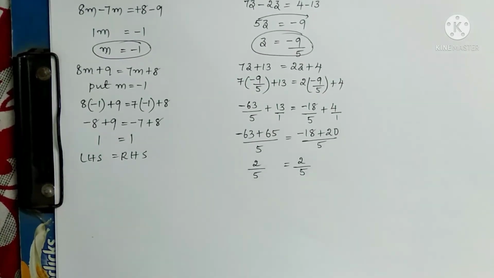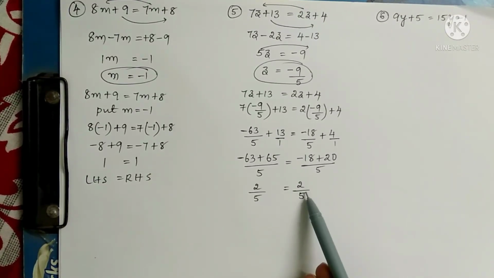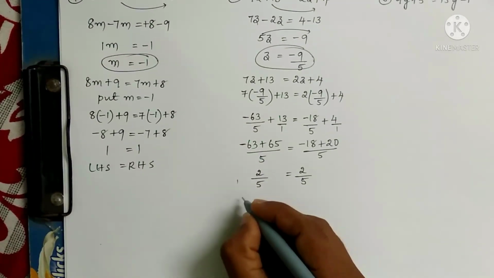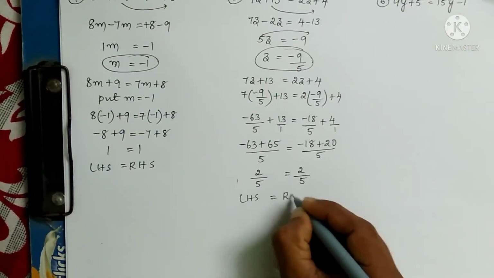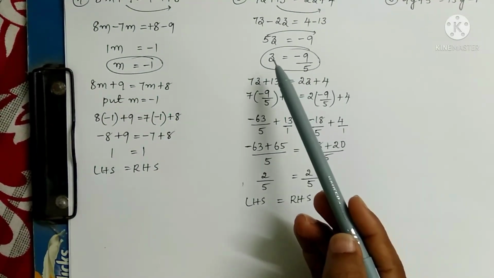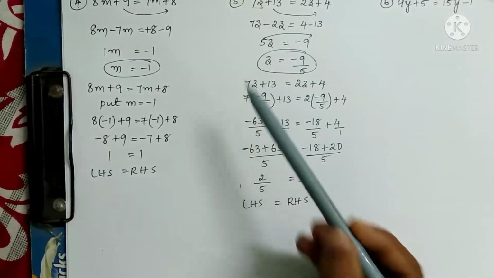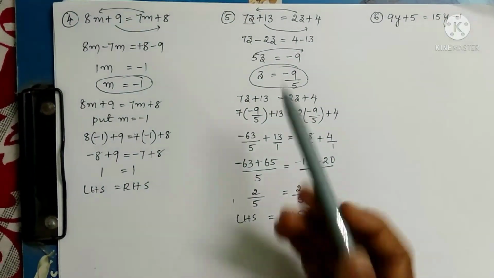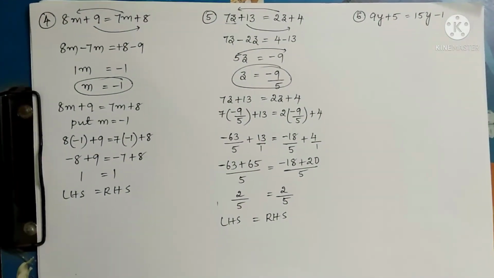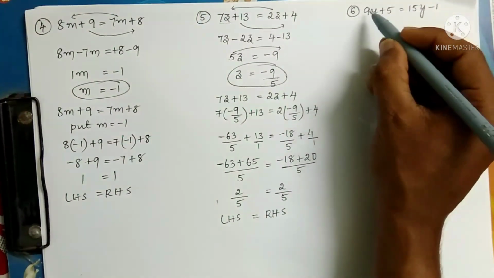2 divided by 5. So we can say that LHS is equal to RHS because we have the same values in LHS and RHS. So if LHS is equal to RHS, then we can say z equal to minus 9 by 5 is a solution of the equation 7z plus 13 equal to 2z plus 4. So this is question number 5. Now let us see the sixth question. So what is question number 6?